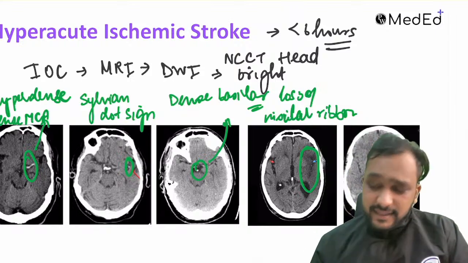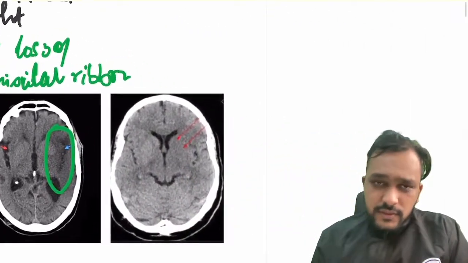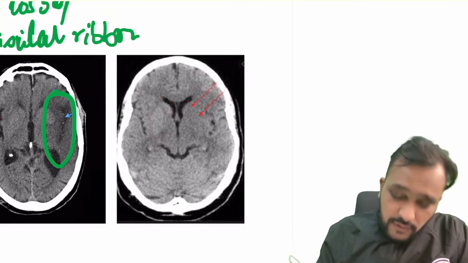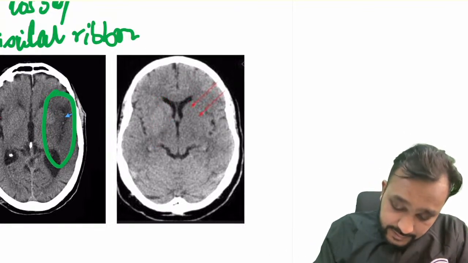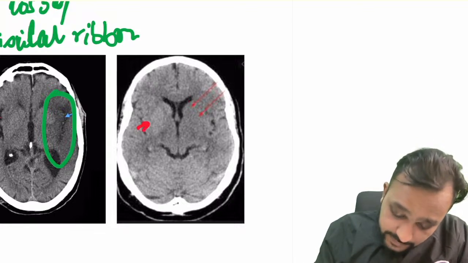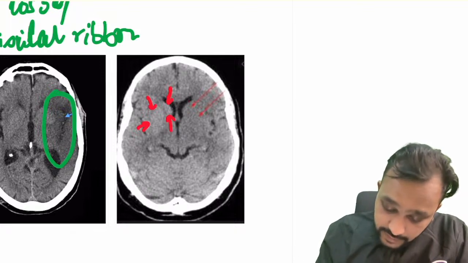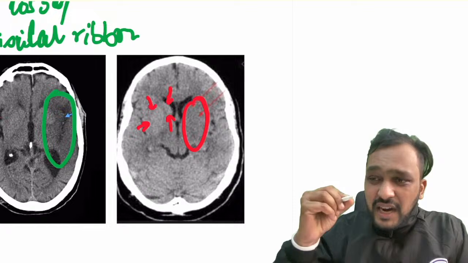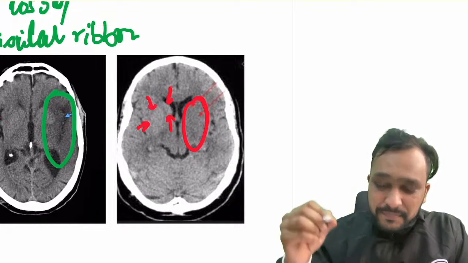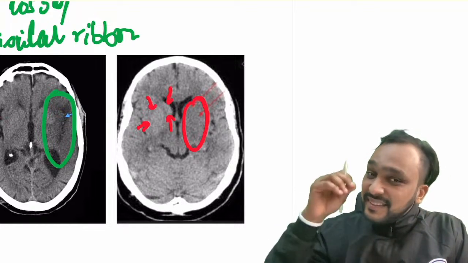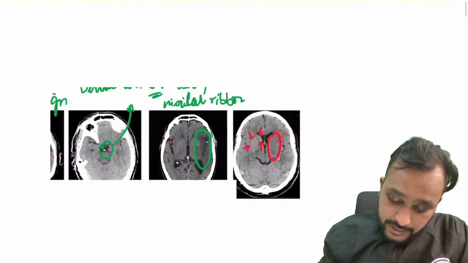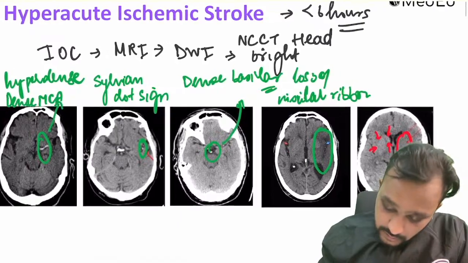And in the last image, guys, if you look at this image very carefully, on the right side we can see hyperdense basal ganglia. This is the lentiform nucleus, this is the caudate nucleus. But on the left side, you are not able to see the basal ganglia. So this is known as the disappearing basal ganglia sign in a patient with hyperacute ischemic stroke.